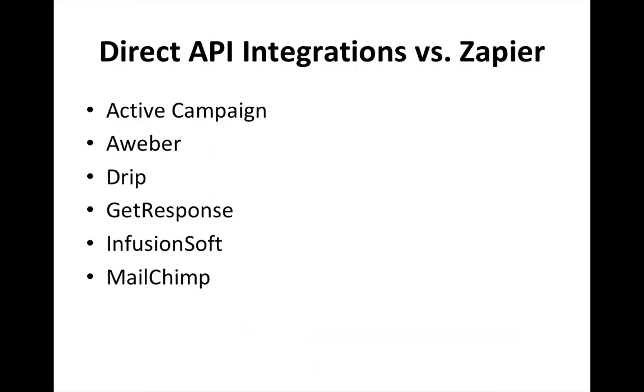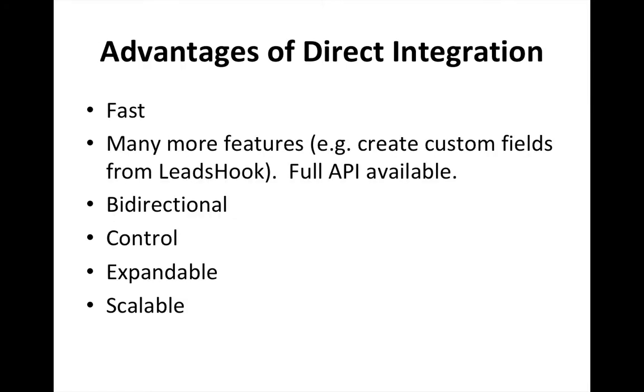Right. So why bother using Zapier? Or what's the difference between Zapier and the API integrations that we have? Currently we've got 6 API integrations, which are ActiveCampaign, Aweber, Trip, GetResponse, Infusionsoft, and Mailchimp. If you are using any one of these 6 platforms or apps, don't integrate with Zapier, because our integrations work much better than a Zapier integration will, and I'll explain that in the next slide.